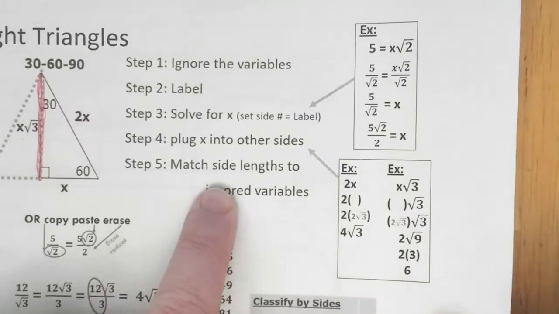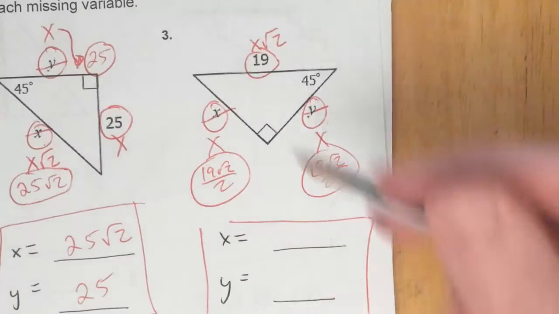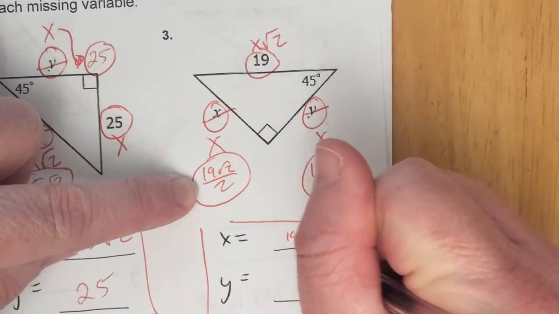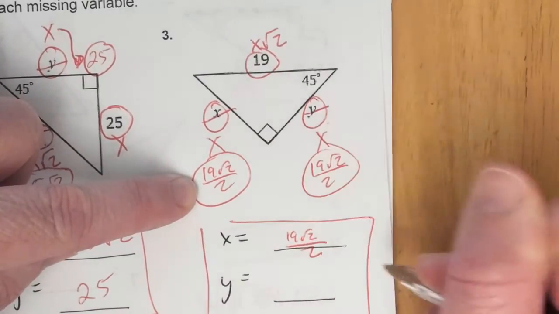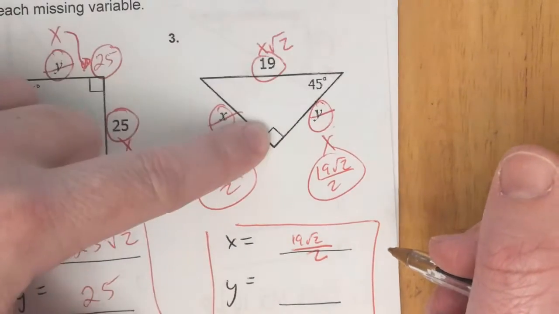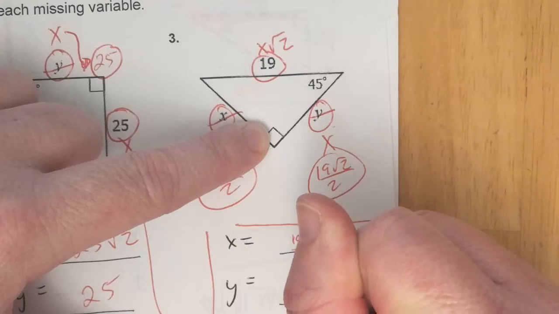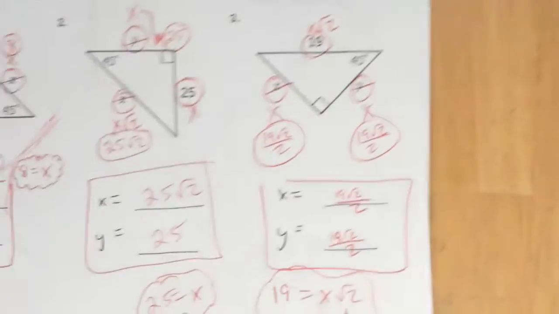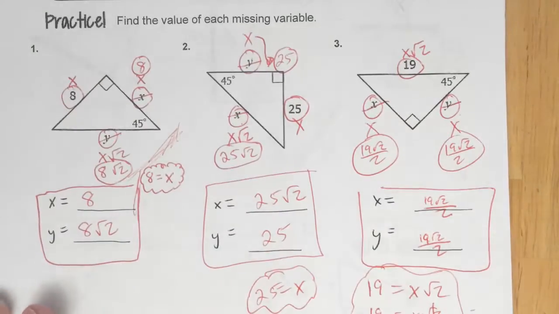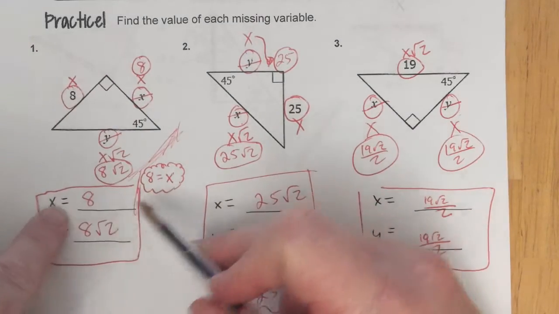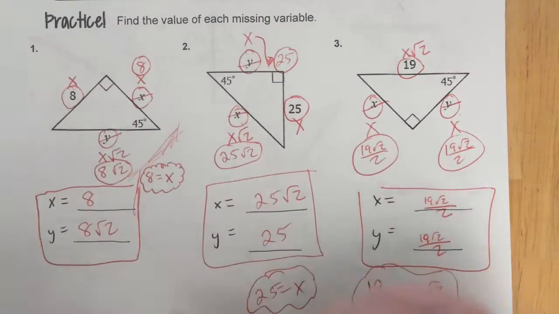Match your side lengths to your ignored variables. So this side was a black X. This side also equaled 19 radical 2 over 2. This side was a black Y. This side also equaled 19 radical 2 over 2. Excellent.